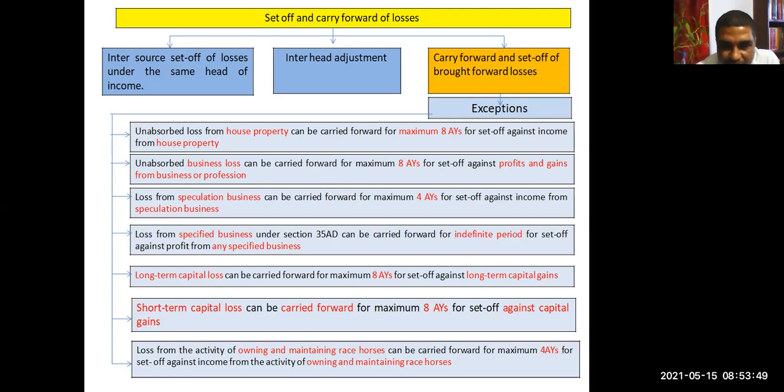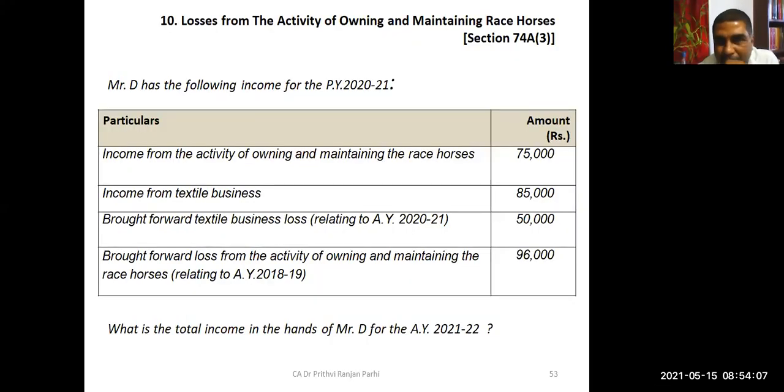Loss from the activity of owning and maintaining race horses can be carried forward for a maximum of 4 assessment years or set off against income from the activity of owning and maintaining race horses. This concept also we had discussed just now. It can be carried forward for 4 assessment years.